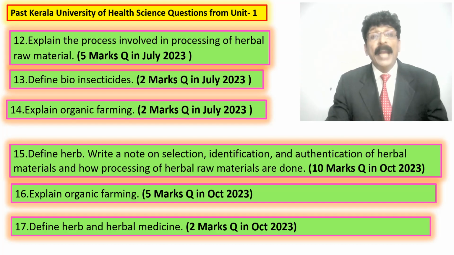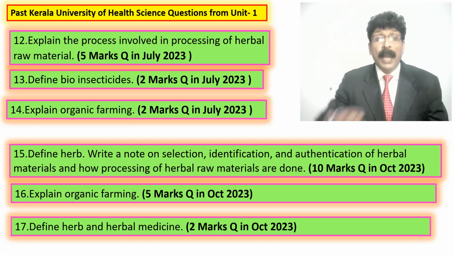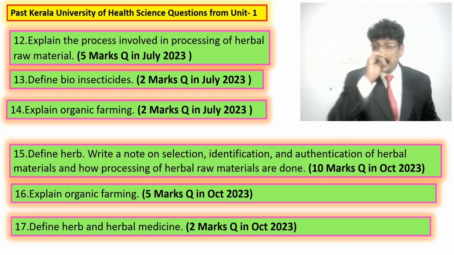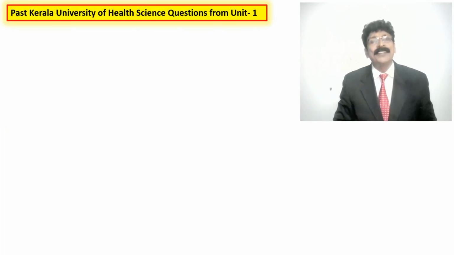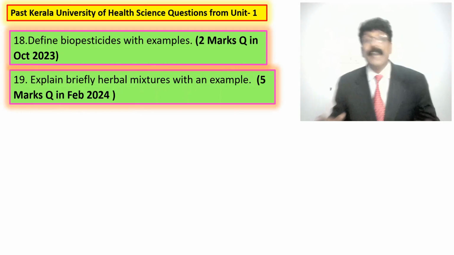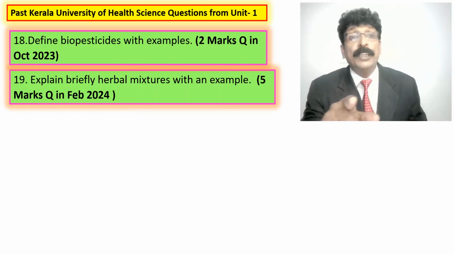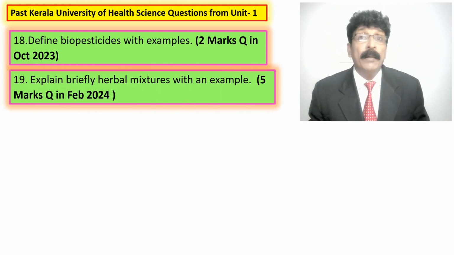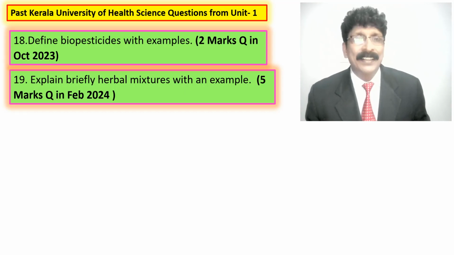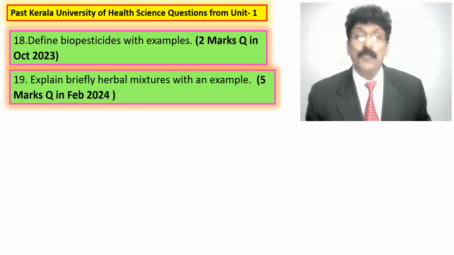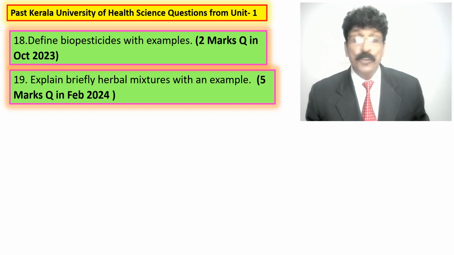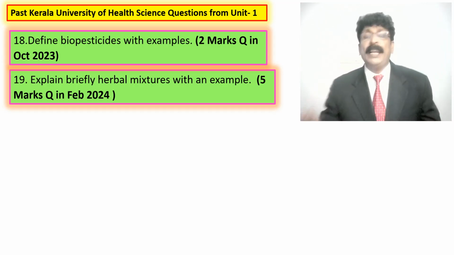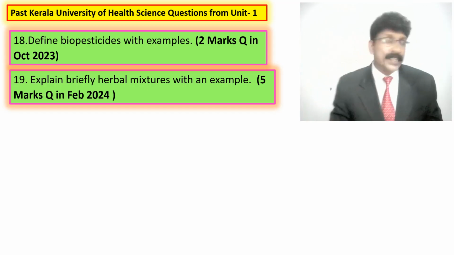And define herb and herbal medicine, a 2-mark question in the same question paper, October 2023. See the question they are asking in October 2023. Again they have asked one more 2-mark question: define biopesticides with examples. So you should know that in one question paper, a minimum of 15, 17 and 19 marks of questions have been asked from this chapter.